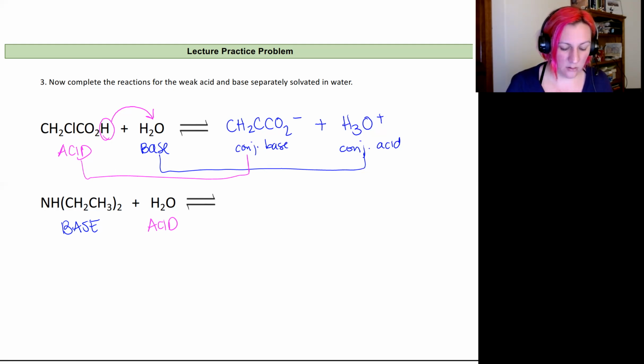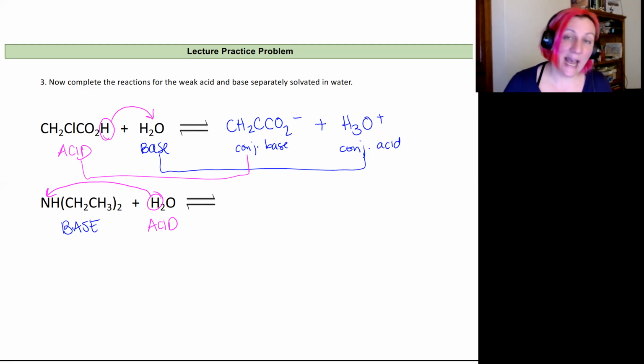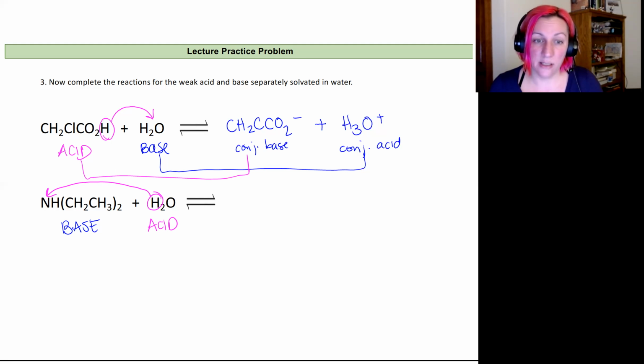All right, so now looking at this other one, my water this time is going to actually act as the acid. And so one of these hydrogens is going to come over and form a bond to the lone pair on the nitrogen. So when I'm rewriting this, I'm just going to add an extra hydrogen to that nitrogen compound and subtract one from the water when I write out my products.